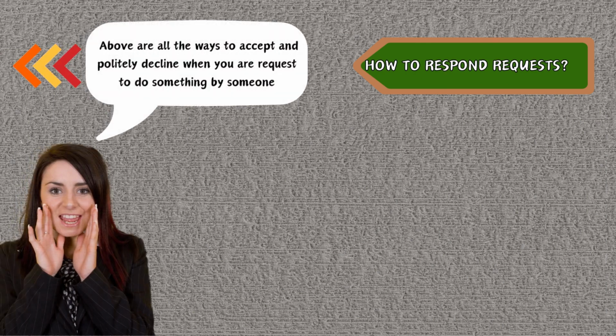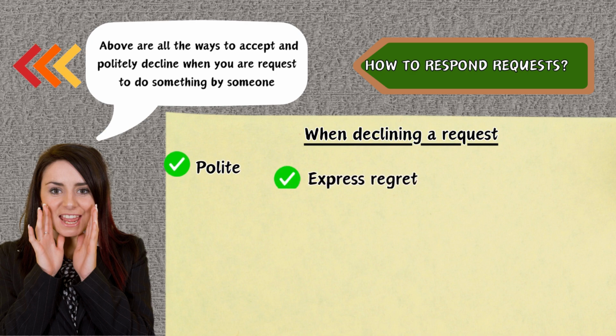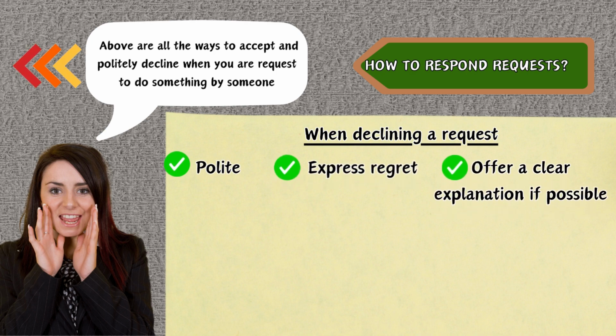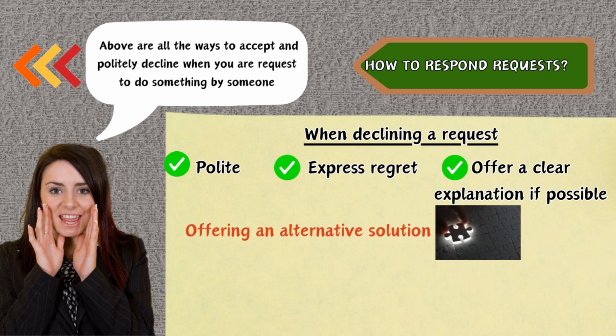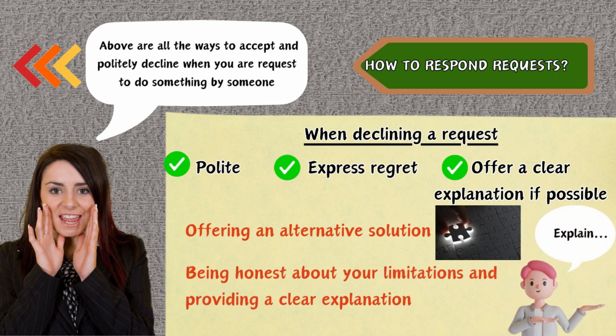Hey friend, above are all the ways to accept and politely decline when you are requested to do something by someone. When declining a request, it's important to be polite, express regret, and offer a clear explanation if possible. Offering an alternative solution or expressing gratitude for the request can soften the decline. Being honest about your limitations and providing a clear explanation can help the requester understand your situation.